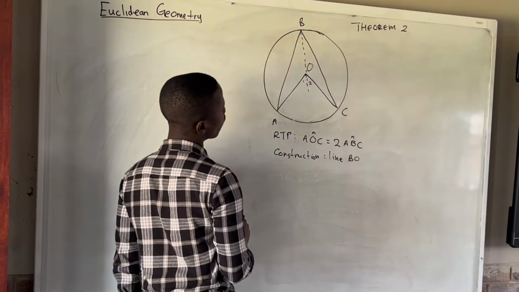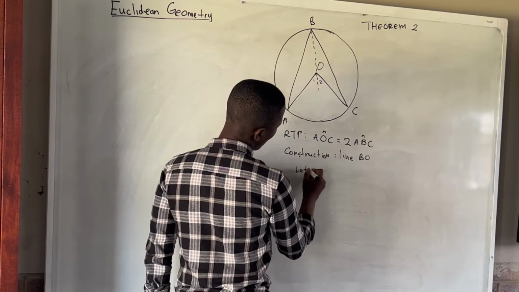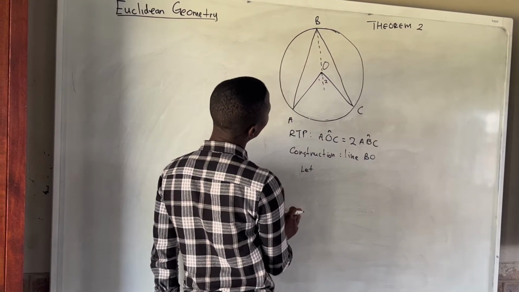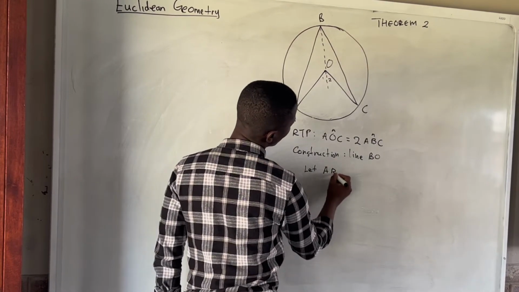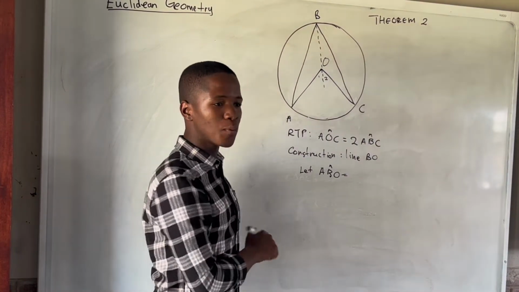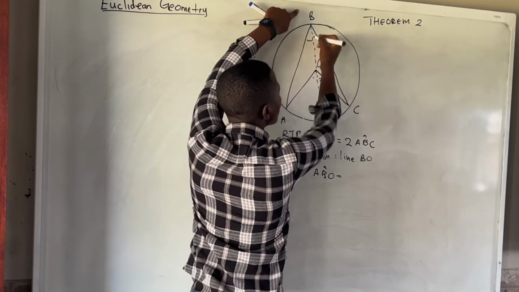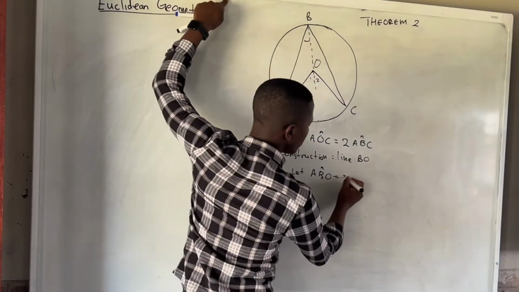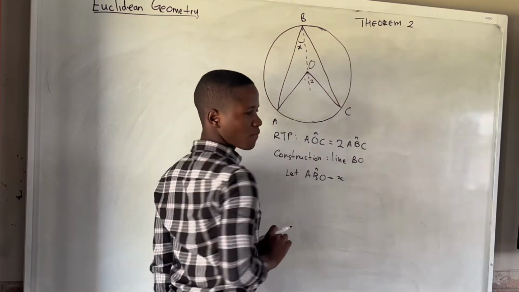Now what else are you going to let? Let's say you're going to let angle ABO equal, when I refer to angle ABO, I'm saying angle ABO, which means it's this particular angle. You are going to let it be equal to your angle X. So which means this is going to be your angle X, right?